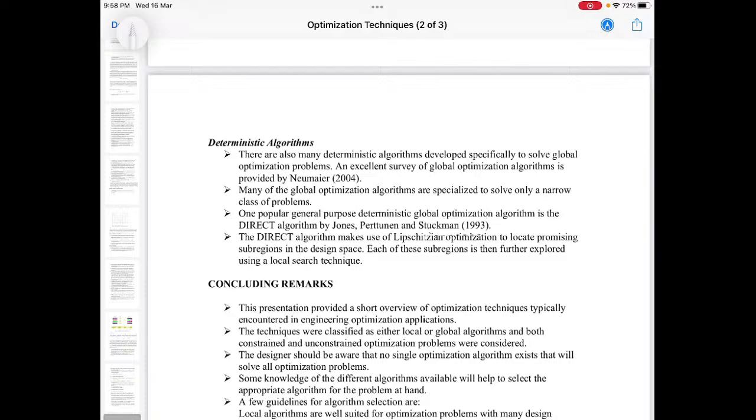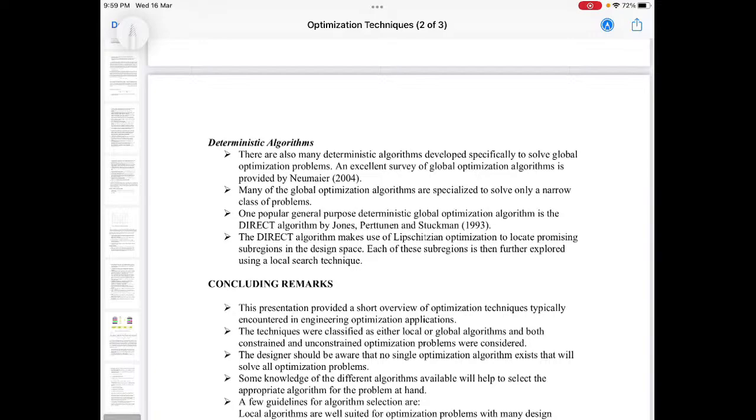One of the global optimization algorithms is the DIRECT algorithm by Jones, Perttunen and Stuckman. The DIRECT algorithm makes use of Lipschitzian optimization to locate the promising subregions in the design space, and each of these subregions is then further explored using a local search technique. So I think by this time you can understand what is meant by design space.